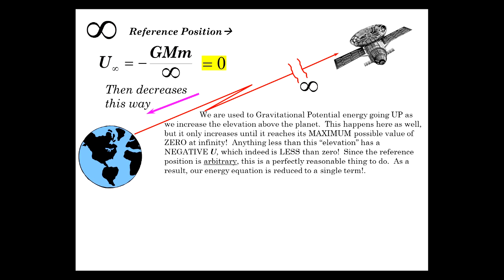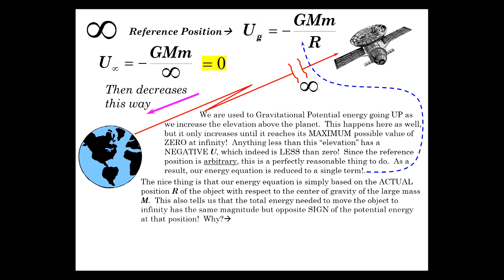Now we're used to gravitational potential energy going up as the elevation increases, and that is happening. It is going all the way up to 0, which is the maximum value at infinity. Less than that, it's an increasingly large number, but it's negative, which is less than 0. We can put the reference position anywhere we want with gravitational potential energy, so this is perfectly reasonable and valid. It also enables our energy equation to be reduced to a single term. U_G is minus GMm over r. Very useful, but it will become more useful than that, as we'll see.